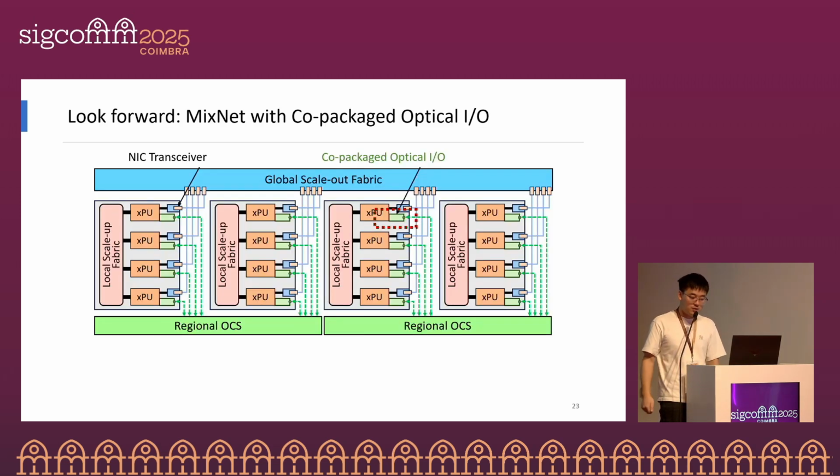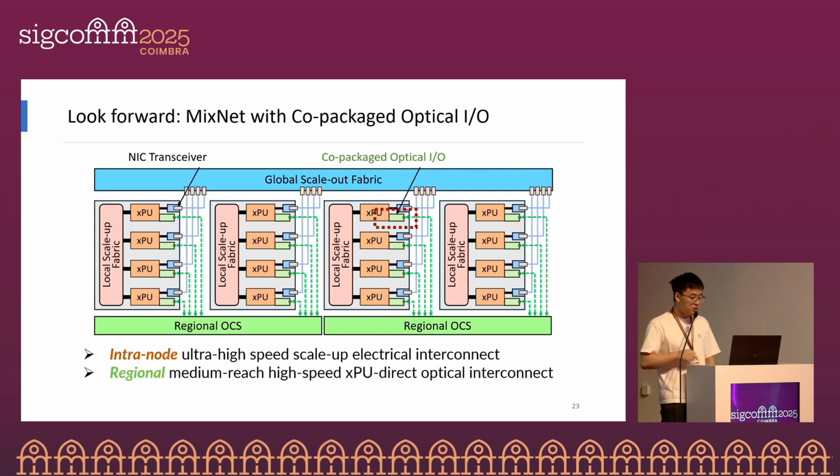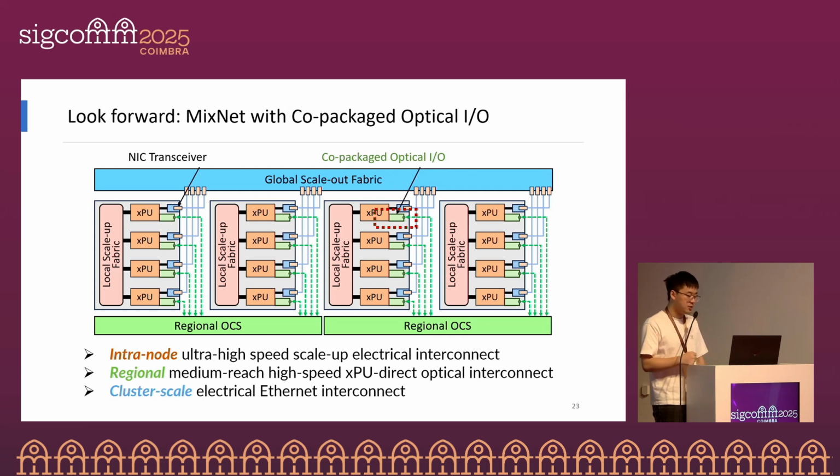Looking forward, we envision MixNet to evolve to be a fully mixed fabric directly from the XPU computation device to cater to further machine learning workloads. First, MixNet splits the chip's I/O bandwidth into 3 parts. For the inner layer, the intra-node MixNet provisions ultra-high bandwidth electrical interconnect, such as the NVL72. For the regional connect, MixNet leverages co-packaged optics to enable medium-range, high-speed XPU direct optical interconnect. For the outer layer, MixNet enables electrical Ethernet for the cluster scalability.